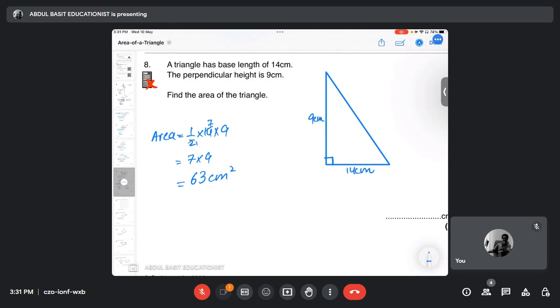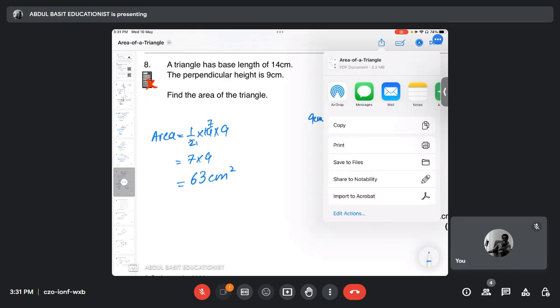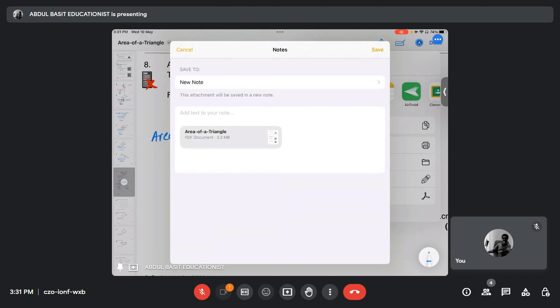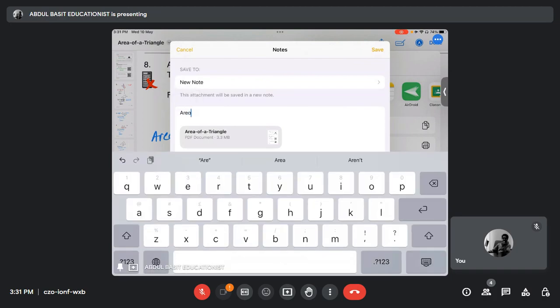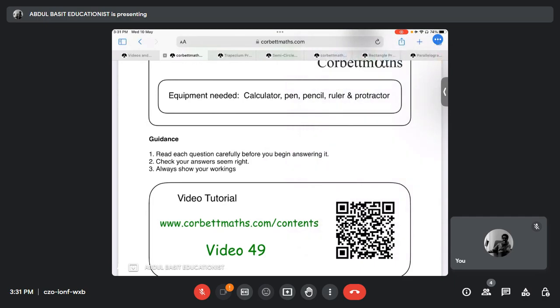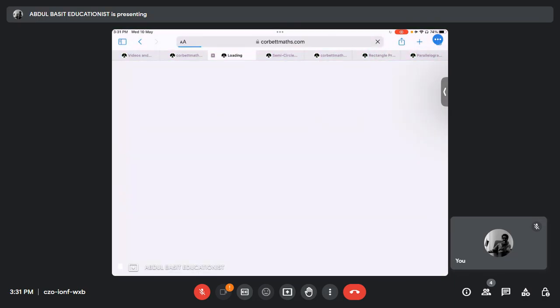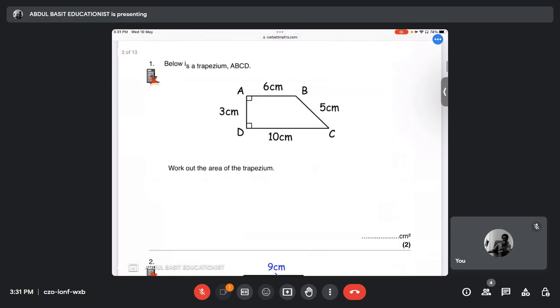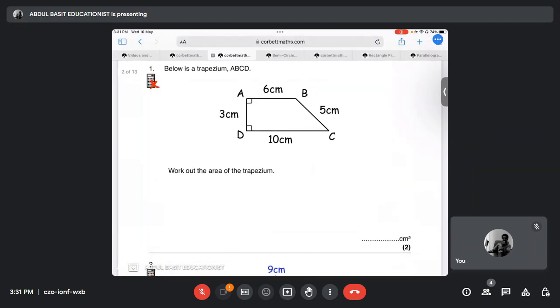So just wait a minute. All right. You can use this website, okay? Corbett Maths. Okay, sir.